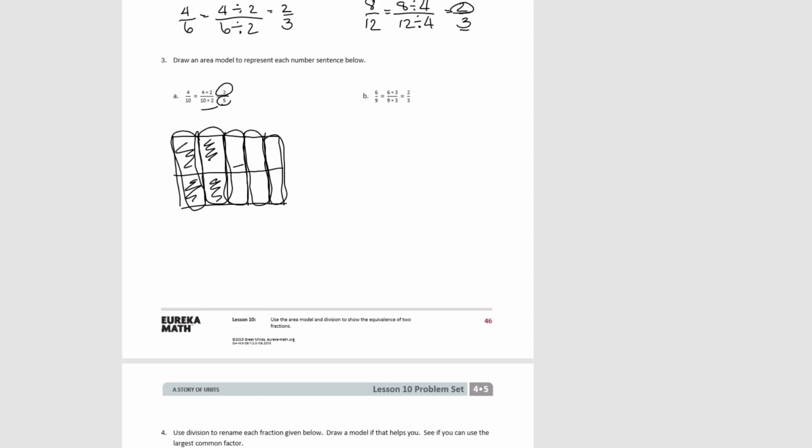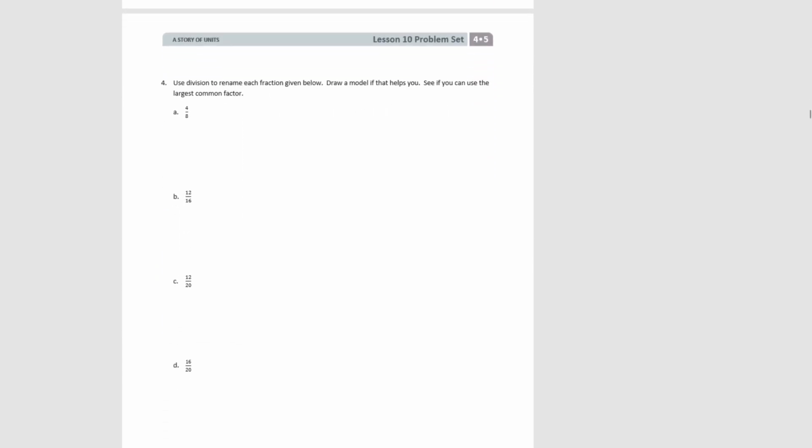Try B. So for B, we're starting out with ninths. So let's draw 3 columns and 3 rows for a total of 9 units. 6 of them are shaded. Our number sentence tells us we're grouping them into groups of 3. So we have 1, 2, 3, for a total of 3 total units, of which 2 are shaded. So we've demonstrated the number sentence.